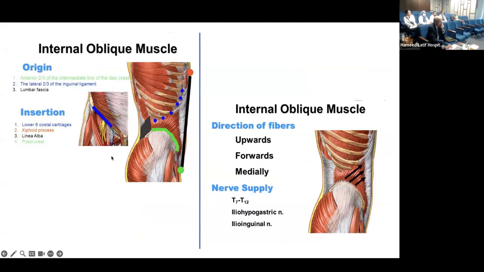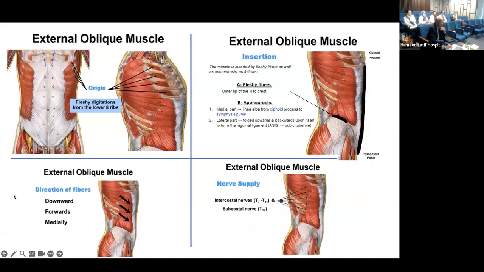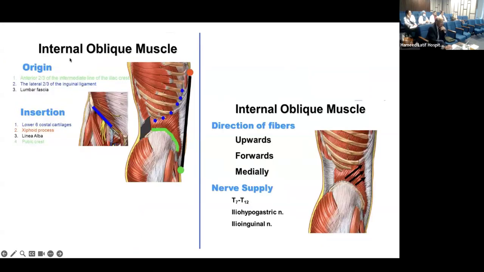Looking at the internal oblique, it is attached to the anterior 2/3 of the intermediate line of the iliac crest, the lateral 2/3 of the inguinal ligament, and the lumbar fascia, and it is inserted going from below upwards. You see, this is the direction of the fibers. So if we look at the external oblique, it is originating from the ribs and coming down to get attached onto the iliac crest. And the internal oblique is originating from here, so in an opposite direction.